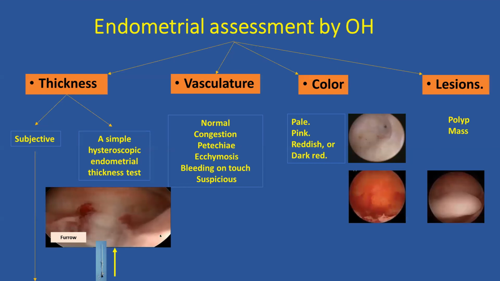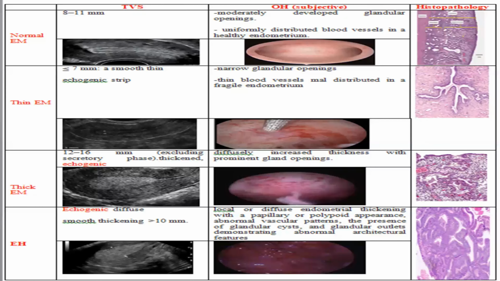During hysteroscopy, you should look at the vasculature of the endometrium. Is it normal, congested, petechiae, ecchymosis, bleeding on touch, or suspicious blood vessels? Color: pale, pink, reddish, or dark red. And also if you find any lesions like polyp or so, you can see and comment during hysteroscopic assessment of cases with progestogen methods. If you compare hysteroscopy to transvaginal sonography, you will find similar findings.